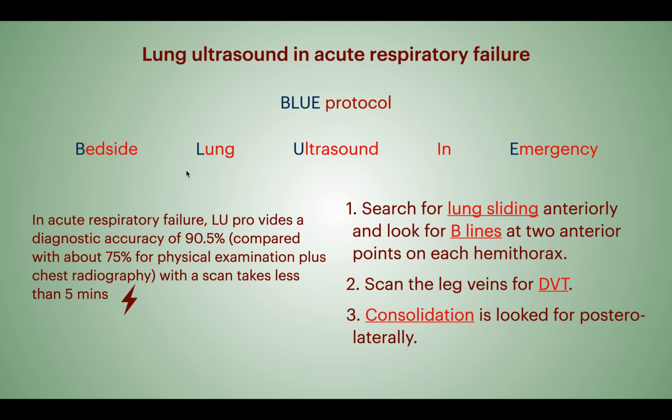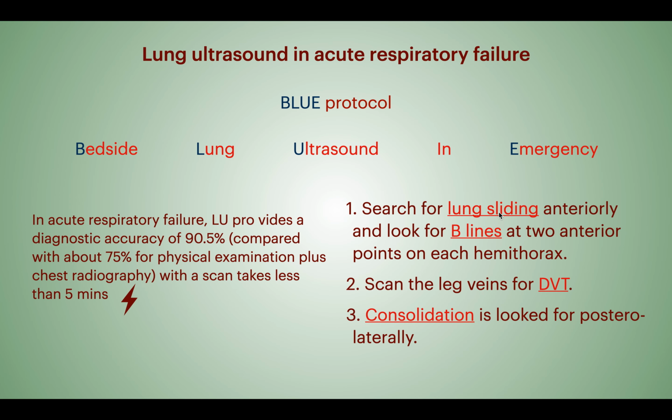In acute respiratory failure, studies found that lung ultrasound can provide a diagnostic accuracy of 90%, compared to 75% for physical examination and chest X-ray combined. Especially, it's a very quick scan which takes less than 5 minutes. So it's worth trying lung ultrasound quickly, and mostly you will catch a diagnosis. How should we do it?